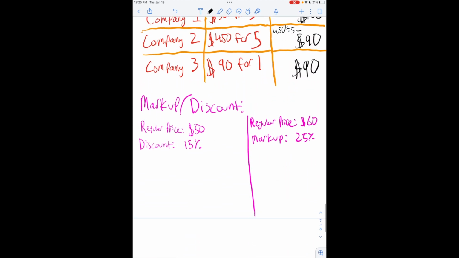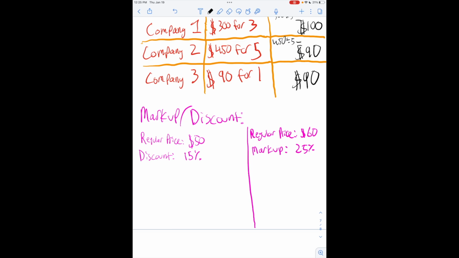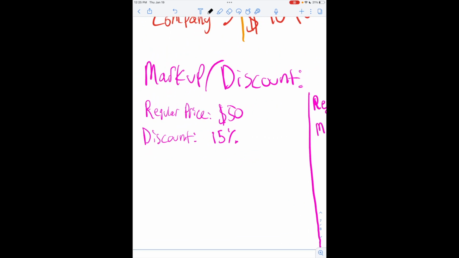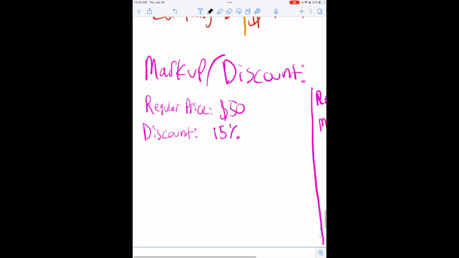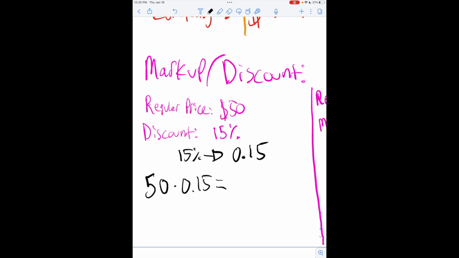And last but not least, we talked about markups and discounts, where we always start with 100%. There's a couple ways, again, to think about it. So first I want to find, all right, what's 15% of $50? So I turn 15% into a decimal, which is 0.15. And then I'm going to take 50 and multiply it by 0.15, which gives me, again, please use your calculator, let's call this 7.5 or 7.50 because we're using money.